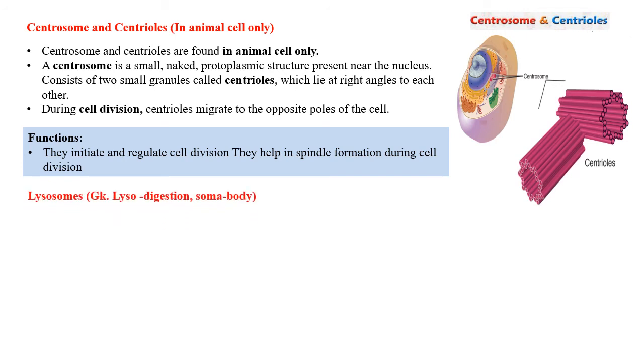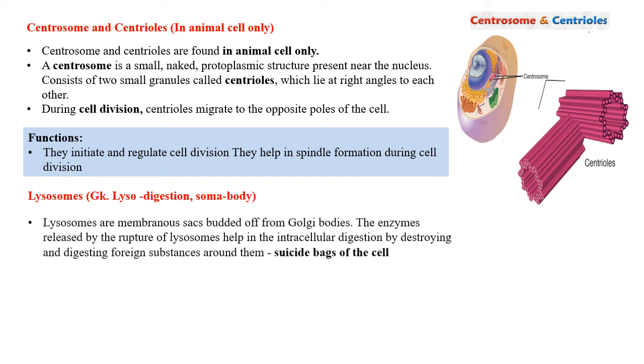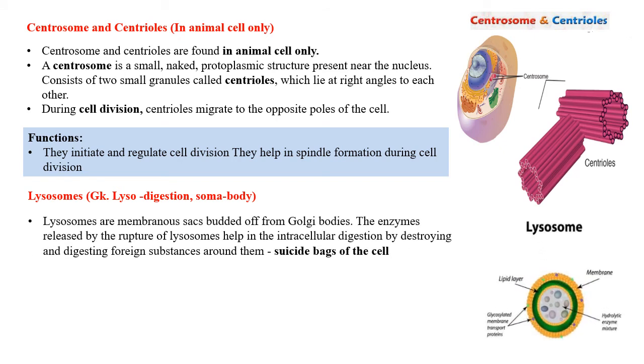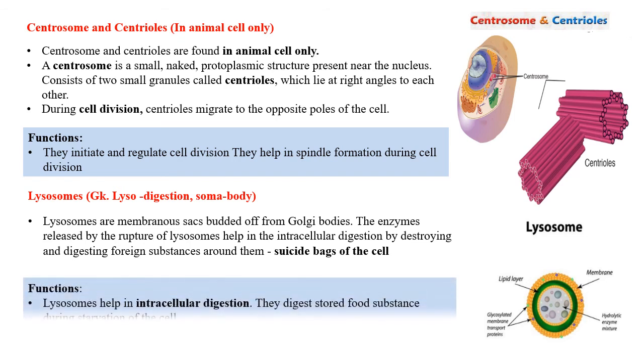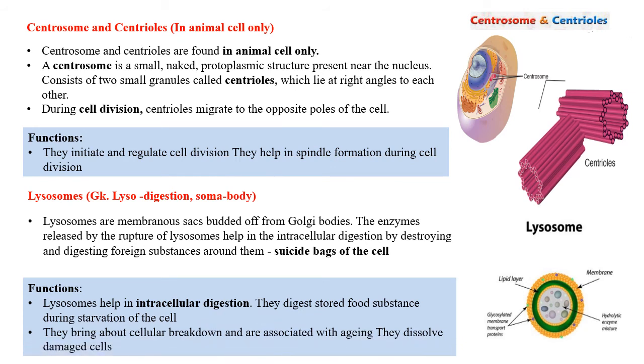Lysosomes: lyso, digestion, soma, body. Lysosomes are membranous sacs budded off from Golgi bodies. The enzymes released by rupture of lysosomes help in intracellular digestion by destroying and digesting foreign substances around them. Hence, they are called suicide bags of the cell. Lysosomes help in intracellular digestion. They digest stored food substance during starvation of the cell. They bring about cellular breakdown and are associated with aging. They dissolve damaged cells.